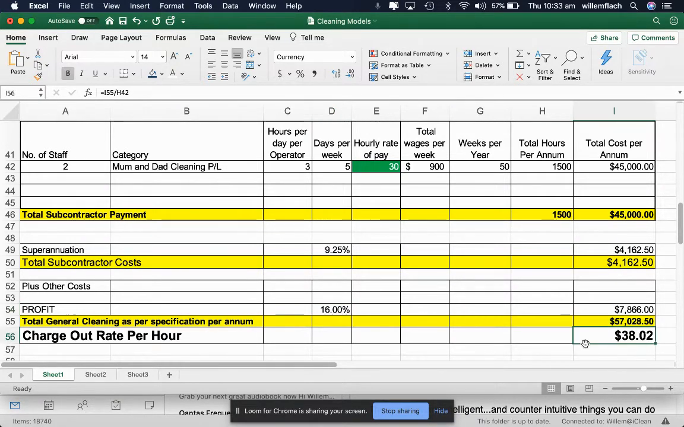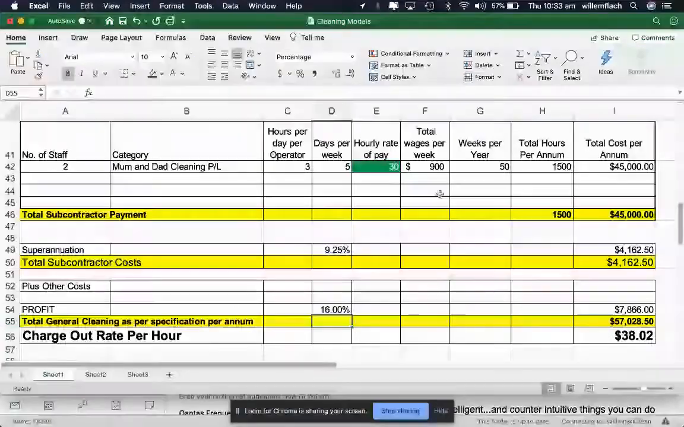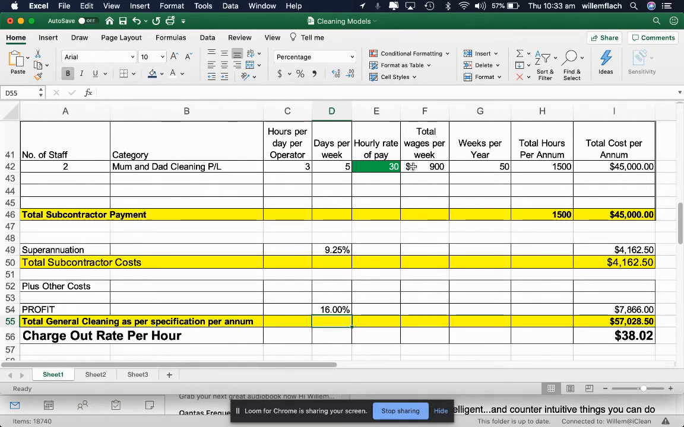So the charge out rate here is $38 per hour. Okay. So again, if we're looking at 10% margin, we're looking at $36 an hour. If we're looking at 30% margin, we're looking at $42, $43 an hour. Okay. But let's just stick to that 16% for the time being. At 16%, you're looking at $38 as a charge out. So $38 essentially is basically the right amount for the subcontractor.